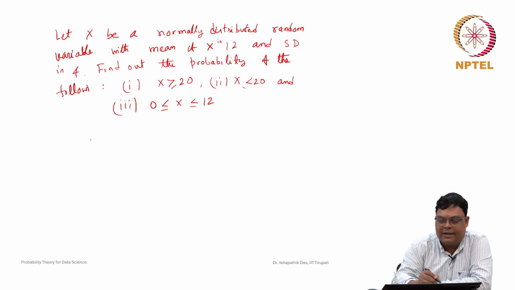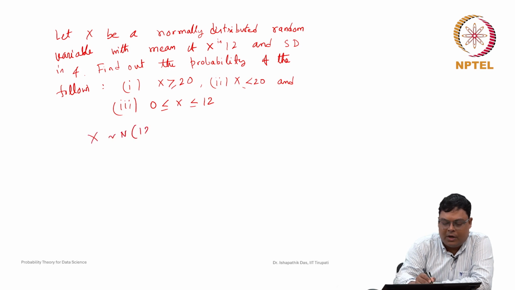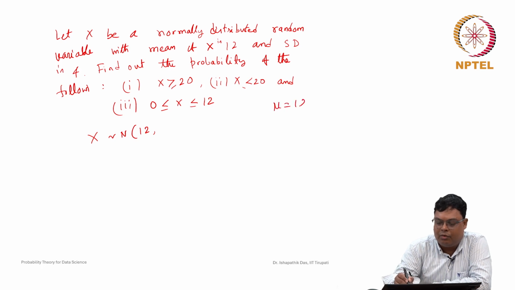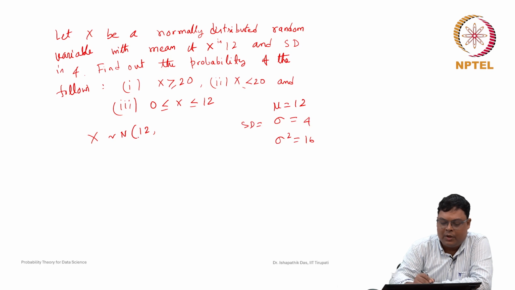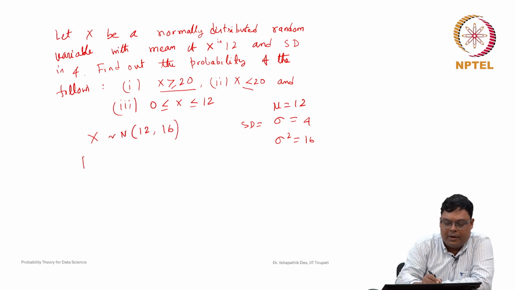So, whenever x is a normally distributed random variable with mean 12 and standard deviation sigma, the mean mu is equal to 12 and sigma is the square root of the variance, the standard deviation. So, the standard deviation is sigma, it is 4, which implies sigma square is equal to 16. So, X has a normal distribution with mean mu 12 and variance sigma square equal to 16. Now, suppose you want to find the probability that x is greater than or equal to 20.